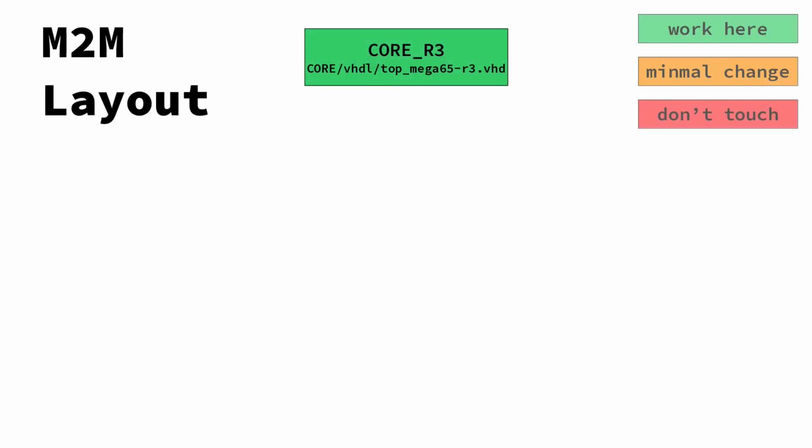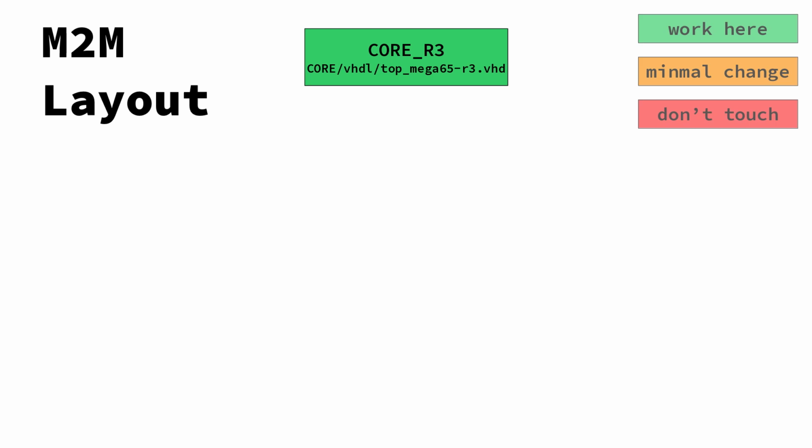top_mega65_r3.vhd is the top file for the whole machine. The R3 tells us that it is intended for a MEGA65 R3 board, as it can be found in the dev kit or in the release machines. To support the architecture, there are 2 additional files in the core directory: core-r3.xpr, which is the Vivado project file we did open to build the bitstream, and core-r3.xdc, which is the constraints file that contains I/O mappings and definitions for timing closure.